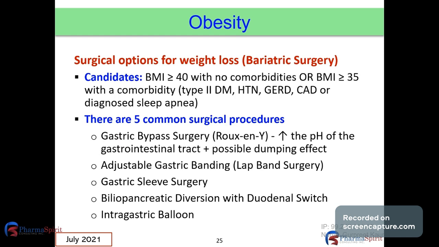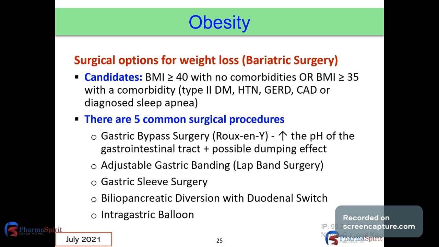So the last few notes here are about the surgical options for weight loss, which we call bariatric surgery. So who are the candidates for bariatric surgery? Obese patients who have a body mass index of 40 or more without anything else. Just having a body mass index of 40 or more is enough to be a candidate for bariatric surgery. Some patients will be candidates at a lower body mass index of 35. That's when they have other comorbidities such as type 2 diabetes, hypertension, reflux, coronary artery disease, or diagnosed sleep apnea.